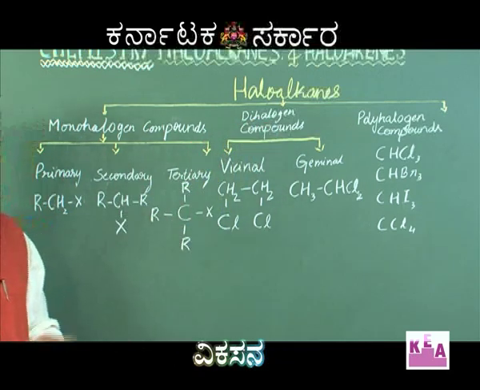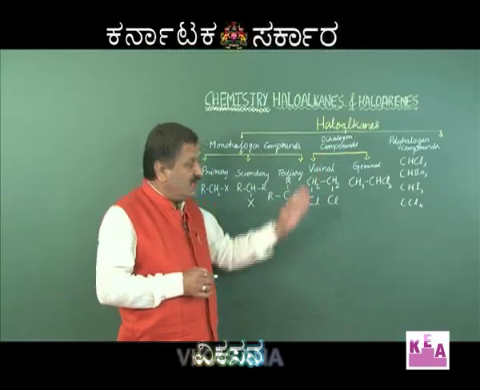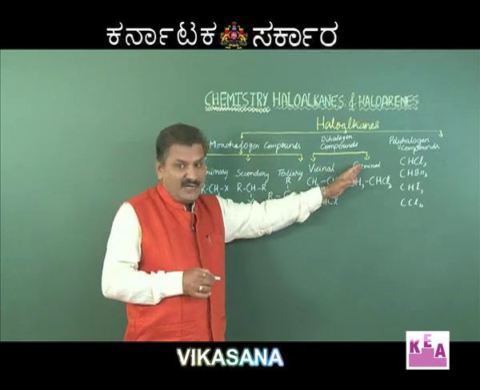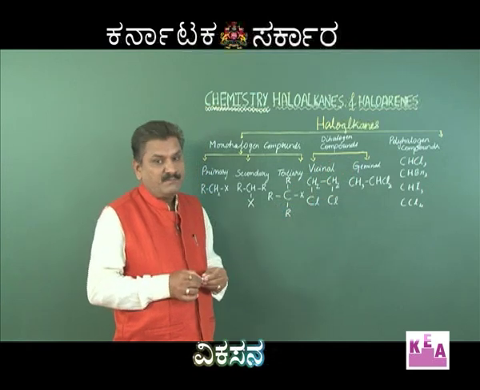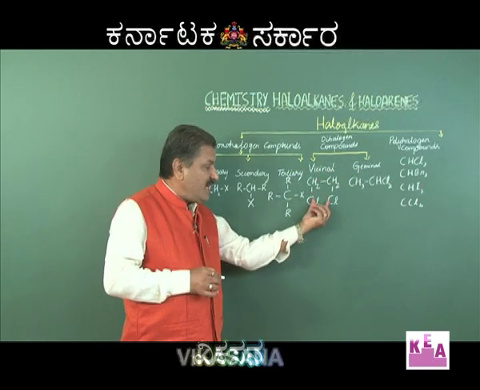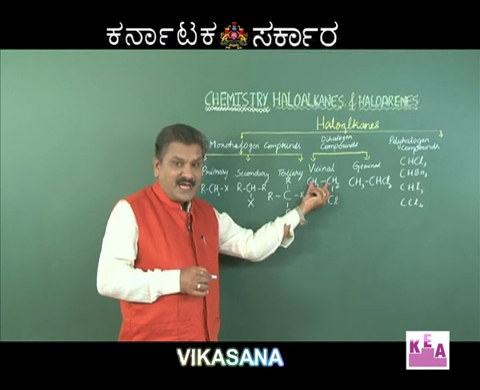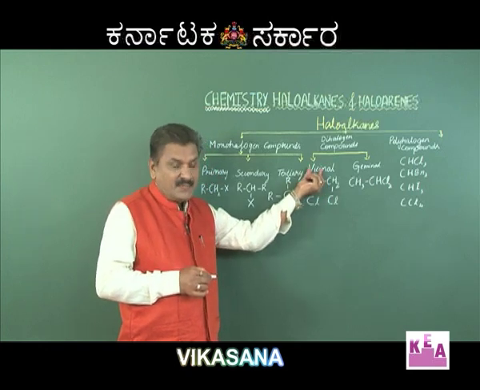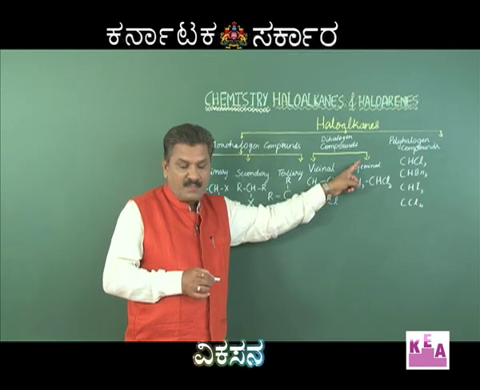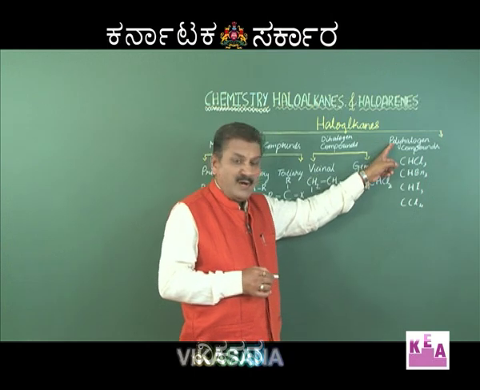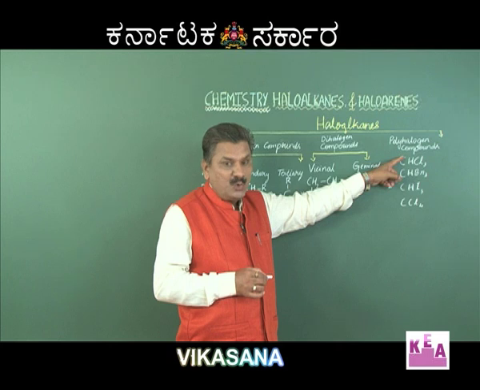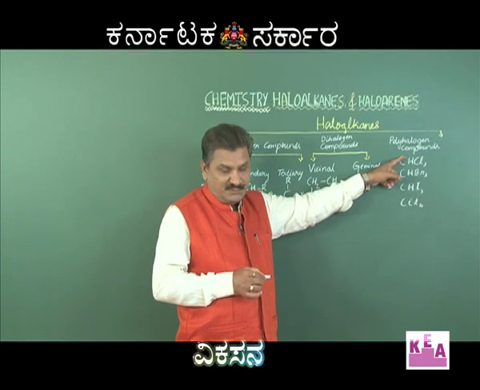Dihalogen compounds are further classified as vicinal dihalides or vicinal compounds and gem dihalides or geminal compounds. The difference between these two compounds is the 2 halogen atoms are present on adjacent carbon atoms in vicinal dihalides, while they are on the same carbon atom in geminal dihalides. In polyhalogen compounds, we have replacement of more than 2 hydrogen atoms by halogen atoms.